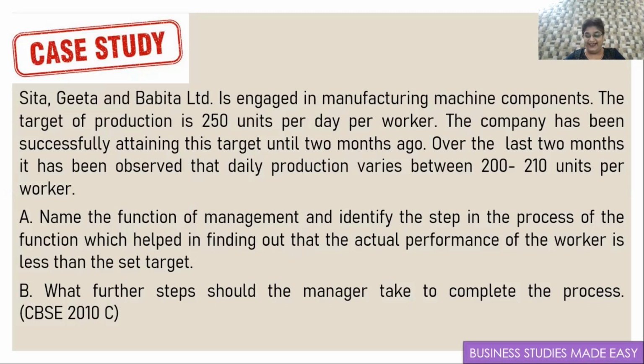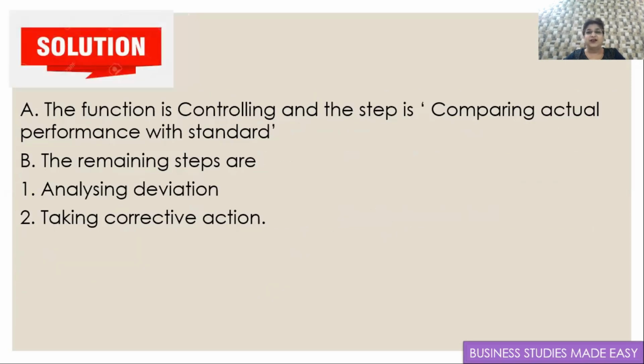Yes, I think you got it correct. See, these 2 steps have already been mentioned. Obviously, the 3rd step is being talked about, and then the other 2 steps. So the answer is function is controlling, and the step is comparing actual performance with the standard, and the remaining 2 steps are analyzing deviation and taking corrective action.